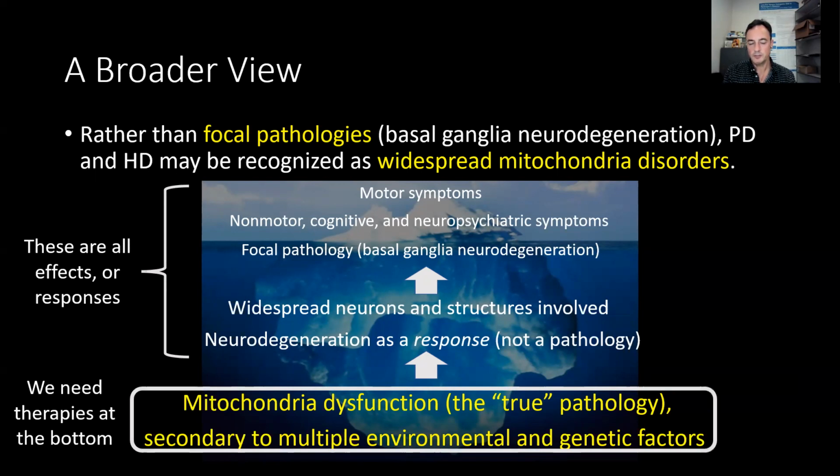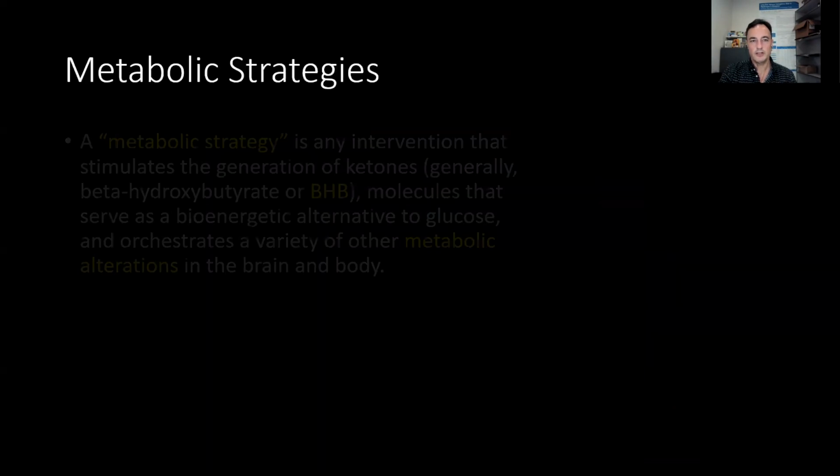So by trying to treat the bottom of the iceberg, we can hopefully induce a similar trickle-up effect of a therapeutic response and actually maybe improve all these other things as well. So I'd like to state that that's the way Parkinson's and Huntington's will be viewed for this talk. And if you find that challenging, then well, the rest might be a little challenging as well, but we'll move on. So metabolic strategies, what are those?